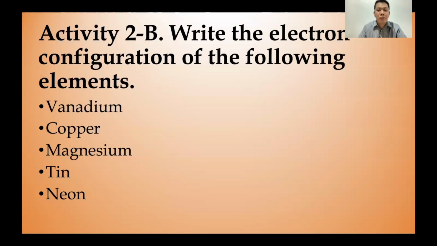Okay, now, for activity 2B, I want you to write the electron configuration of the following elements: vanadium, copper, magnesium, tin, and neon. So it should be the longhand way of writing the electronic configuration.